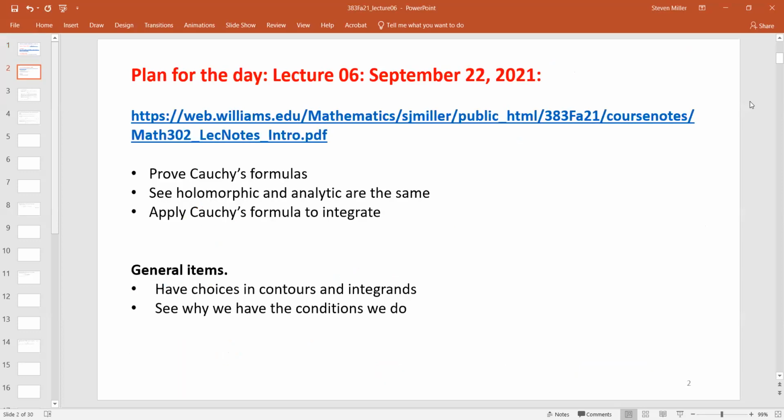Okay, so what I want to do today is I want to prove Cauchy's formula in some generality, and we can argue exactly just how general we've proved it, how rigorous we need to be. We'll see a little bit that holomorphic and analytic functions are the same, although we'll probably have to wait until the next lecture for that to be fully done, and then try to apply Cauchy's formula to do some integration.